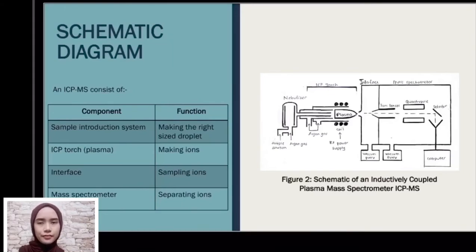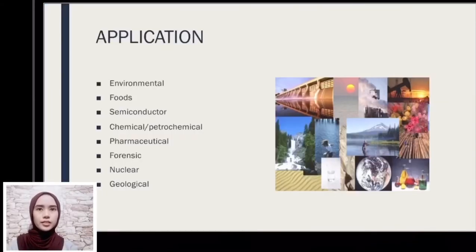Third is the interface, which links the atmospheric pressure inductively coupled plasma ion source to the high vacuum mass spectrometer. And lastly is the mass spectrometer, which acts as a mass filter to sort ions by their mass to charge ratio. One of the largest volume uses of inductively coupled plasma mass spectrometry is in the medical and forensic field, specifically toxicology. Another primary use for this instrument is in environmental applications such as water testing.